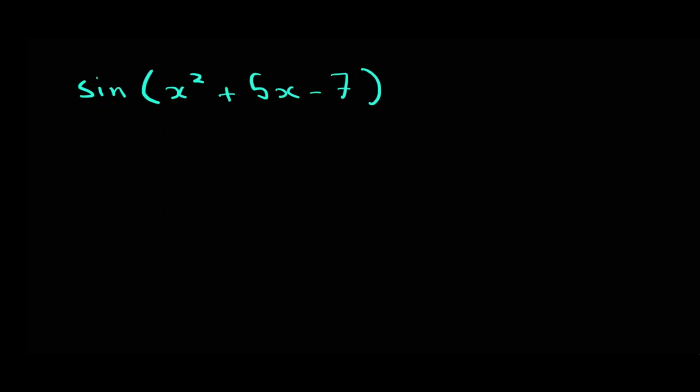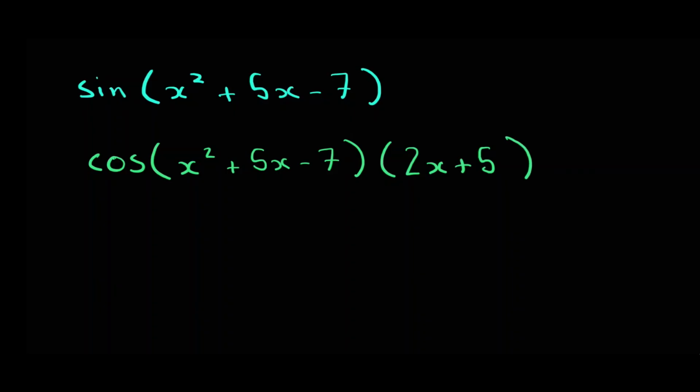Alright, how about differentiating sine of x squared plus 5x minus 7 with respect to x? So once again, using the chain rule, first we differentiate the outer function. The derivative of sine is cosine, and then we just keep the inner function as it is, so x squared plus 5x minus 7. And then we're going to multiply that by the derivative of the inner function. So the derivative of x squared plus 5x minus 7 is going to be 2x plus 5, just using the normal power rule. So that's the final answer.